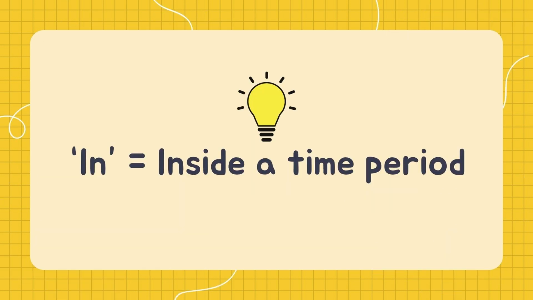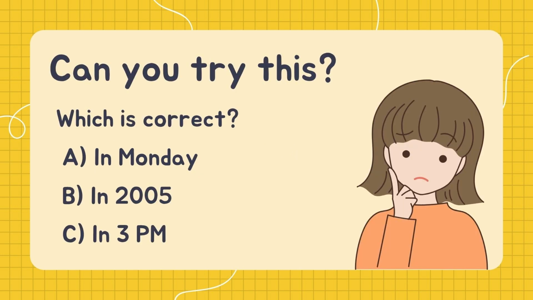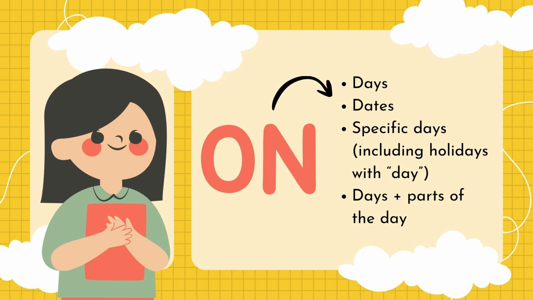Here's a tip. In equals inside a time period. Can you try this? Which is correct? A, in Monday, B, in 2005, C, in 3 p.m. The answer is B. Next up, on.